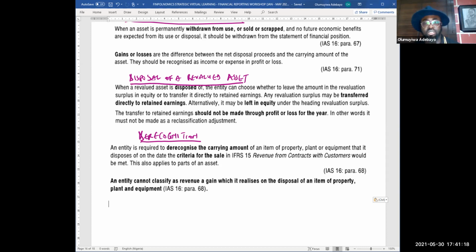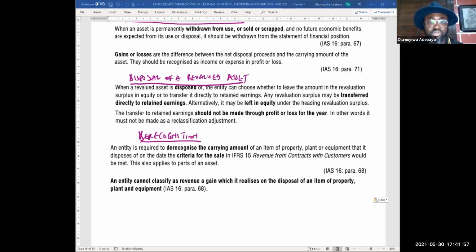Okay, can you read on this derecognition? Derecognition. An entity is required to derecognize the carrying amount of any item of property, plant, and equipment that it disposed of on the date the criteria for the sale in IFRS 15, revenue from contracts with customers, will be met. This also applies to parts of an asset. An entity cannot classify as revenue a gain which it realizes on the disposal of an item of property, plant, and equipment. Okay, thank you.